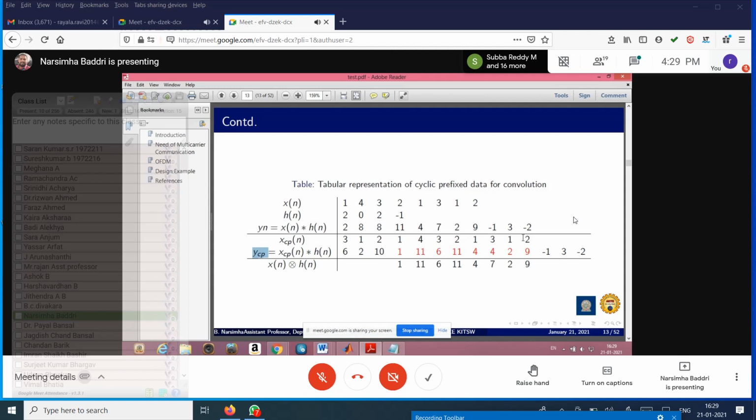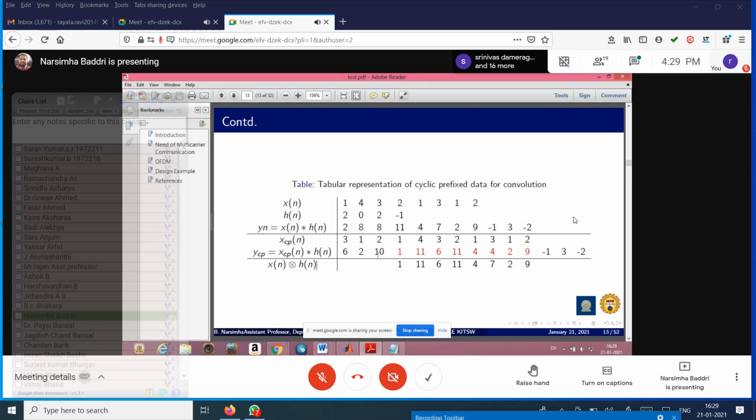If you observe the properties of DFT, the linear convolution in the time domain is not equivalent to multiplication in the frequency domain. The circular convolution in the time domain will be equivalent to multiplication in the frequency domain. That is one of the properties you have to note, the DFT convolution property: circular convolution in the time domain is equal to multiplication in the frequency domain.